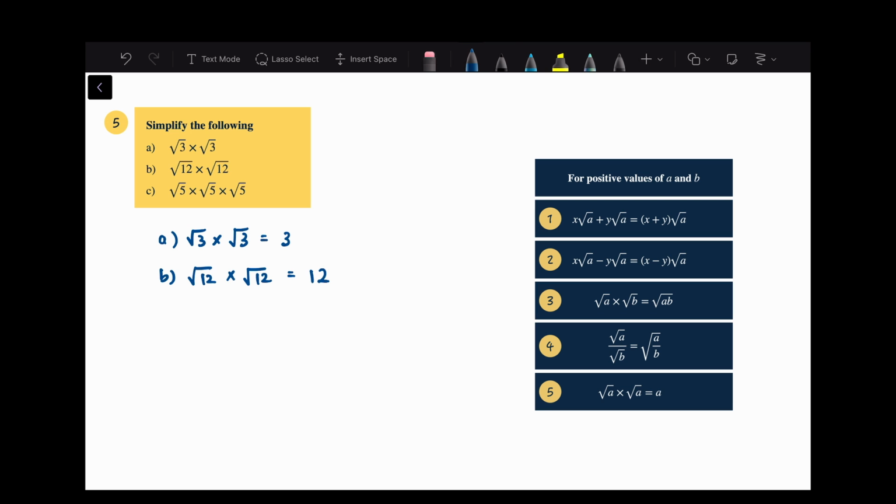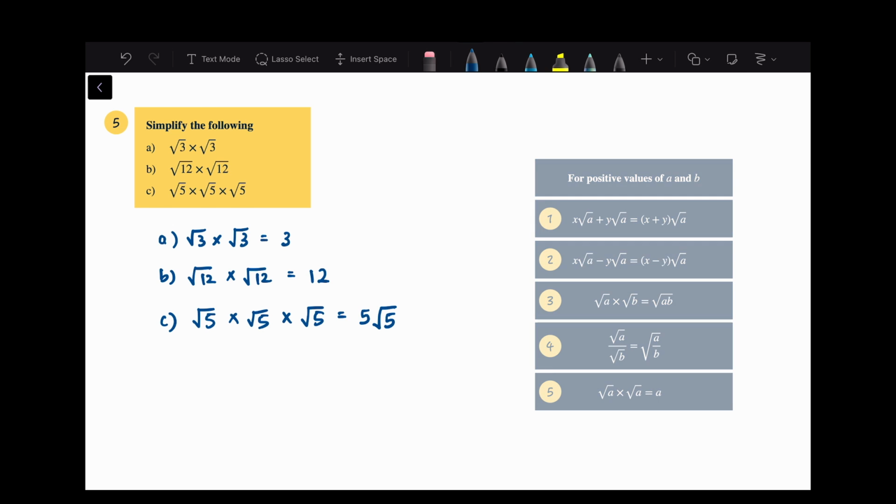But part C is slightly different. If we have the root of 5 multiplied by the root of 5 and multiplied by another root of 5, it will not give us 5, but rather it will give us 5 square root 5. So it is really important to know this concept before we move on to the next stage.